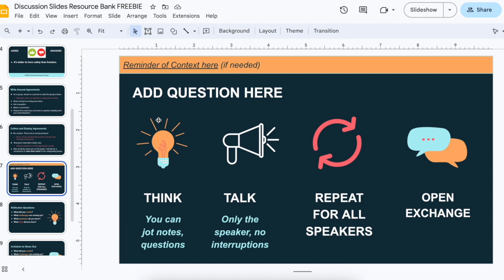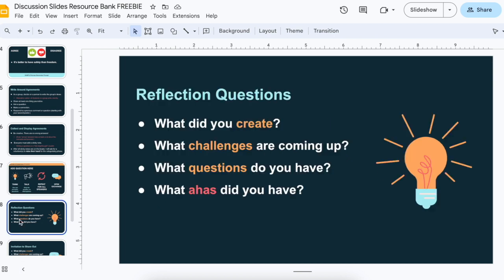You can think about what you want to say. You can talk. Each person talks without interruption, which is great. Then you repeat that for all speakers. Everybody gets think time, talk, think, talk. After the whole triad or however many are in there speak, then you have the open exchange. You can comment on other people's, you can ask questions on what someone else said.